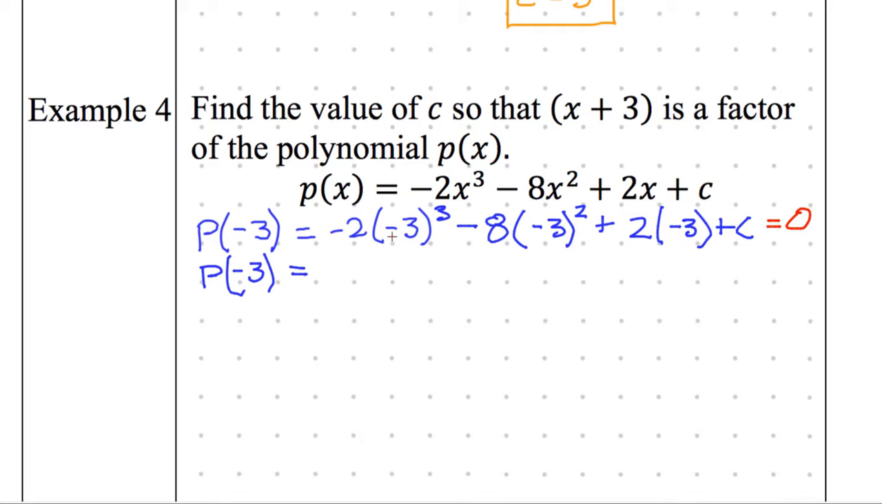-3 times -3 times -3. -3 cubed is -27. That means on this line I have a -2 times a -27, which is positive 54. Then minus 8 times 9, because -3 squared is 9. 9 times -8 is -72. Then 2 times -3 is -6, plus c equals 0.